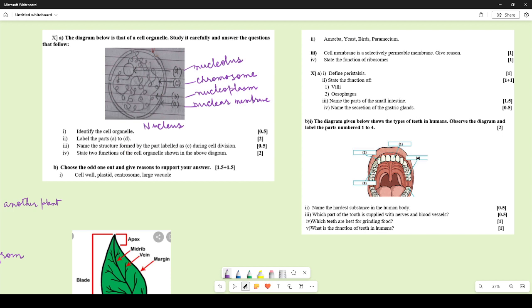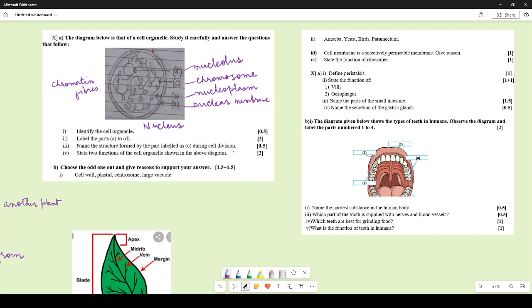Name the structure formed by the part labeled as C during cell division. So this chromosome or the chromatin fibers, during cell division, they organize themselves into chromosome. They should actually be mentioned as chromatin fibers, but even if you have written it as chromosome, I have given you marks. They form into chromosome. Yes, absolutely correct. But many have written they form daughter cells. No. State 2 functions of the cell organelle shown in the above diagram.